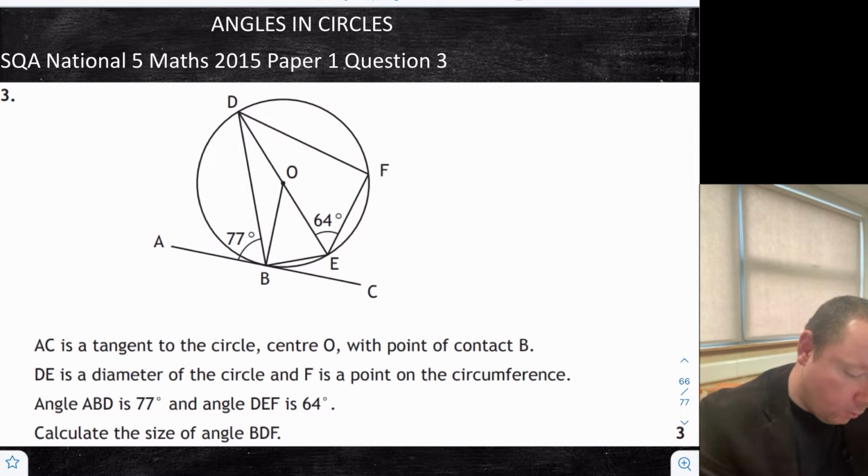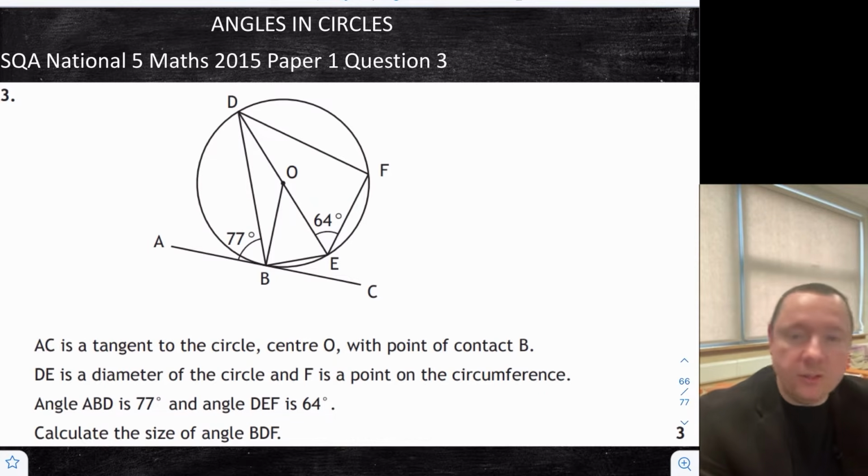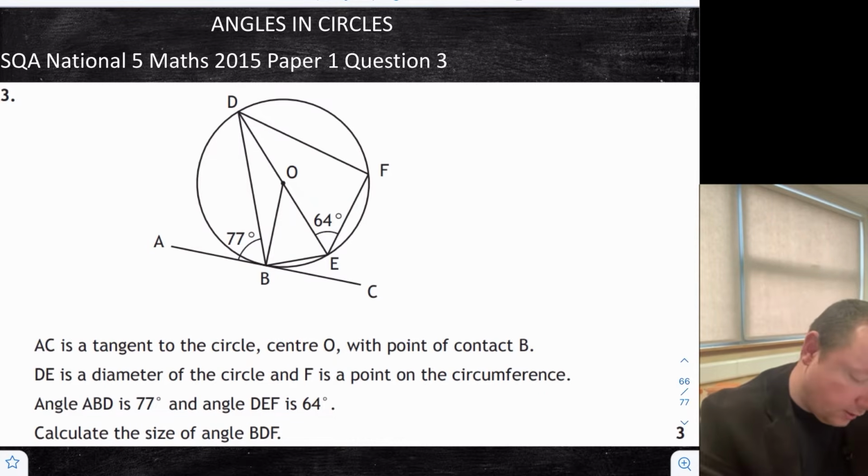So let's have a look at what we've got. First of all, I can see a tangent and a radius, so I know that that's a right angle on that side, but so it is on that side. So these 2 angles add up to 90. So 90 minus 77 gives me 13 degrees.